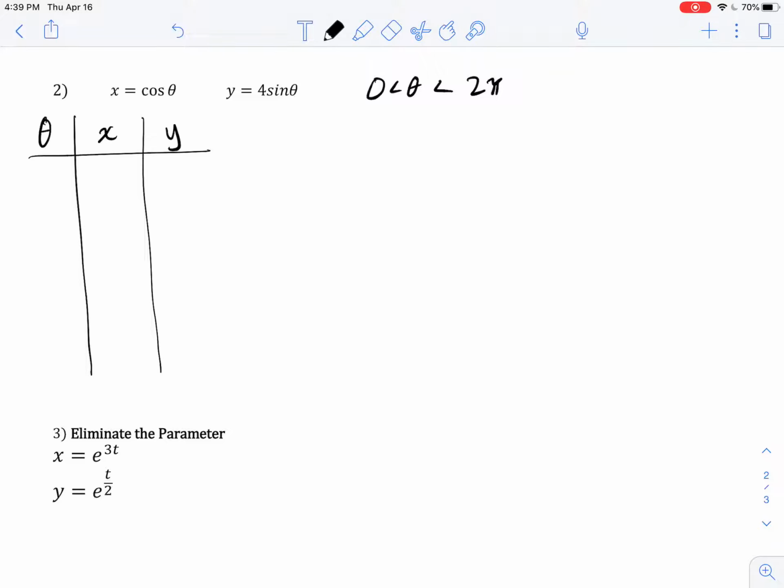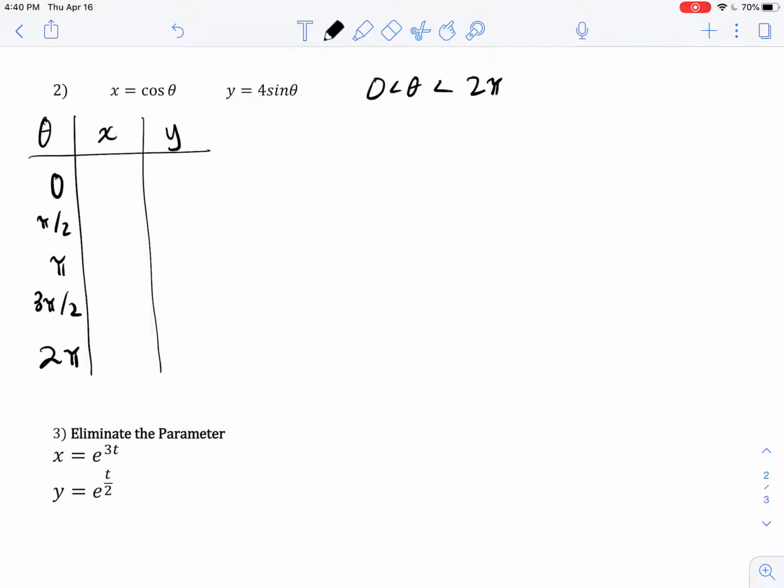What I didn't give you also is the step for theta. In other words, how many degrees or radians apart should I be checking values for? Are you talking about every 1 degree or every pi over 4 radians? And let's not overcomplicate it. Let's just go every pi over 2 radians. So we'll start out with theta being equal to 0 radians, then pi over 2 radians, then pi, then 3 pi over 2, and then 2 pi. All right, so you'll notice these are all just the quadrantal angles.